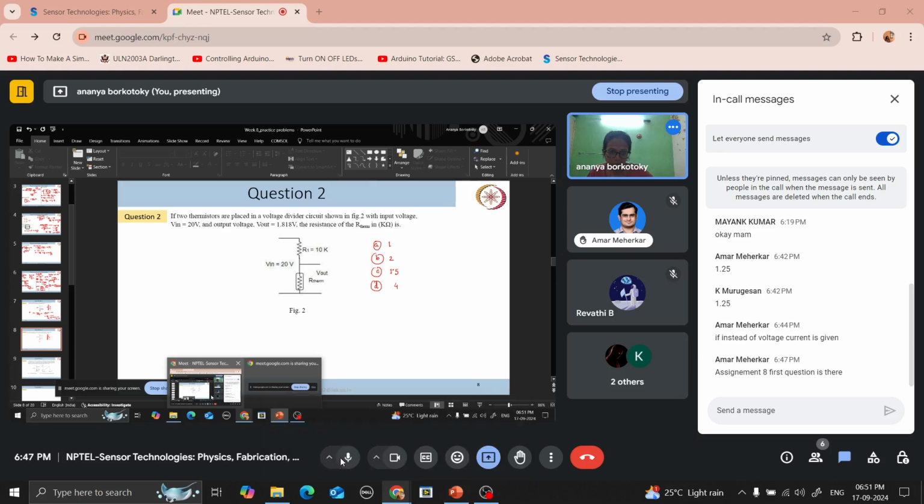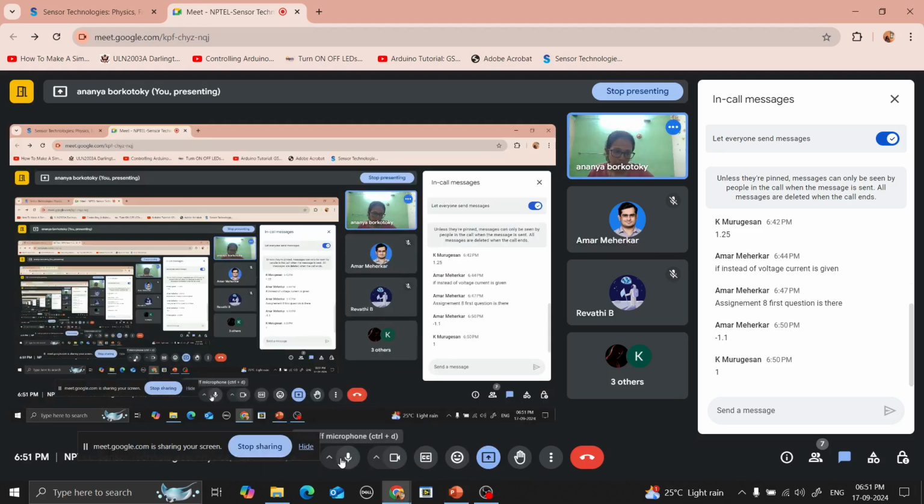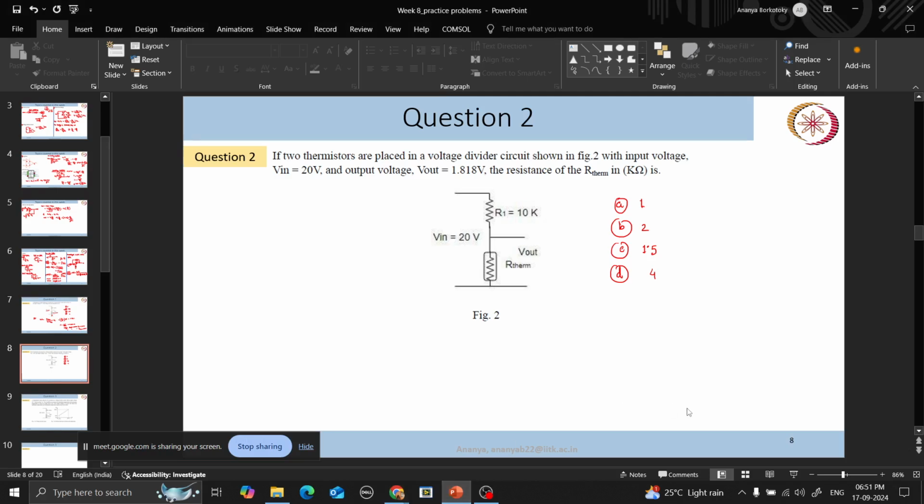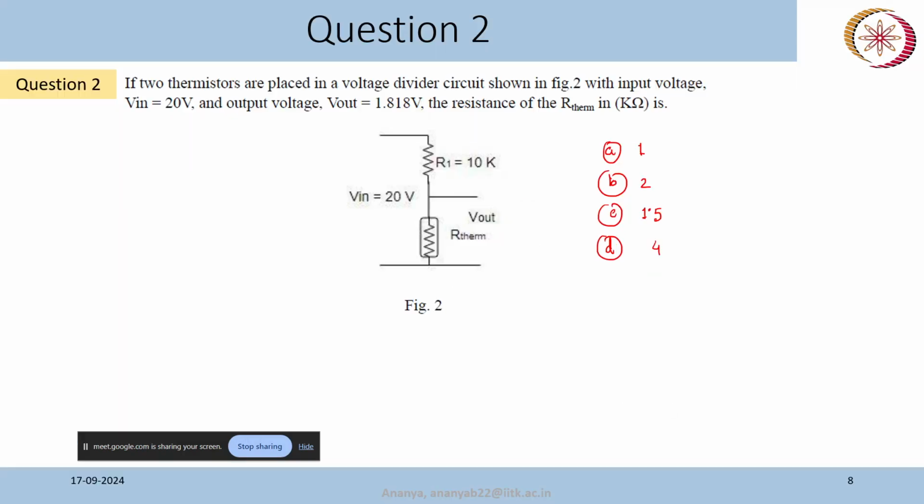So do I have an answer? Minus 1. So the resistance will not be negative. So maybe you have done some calculation mistake. So let me check. I have to also do the calculation.